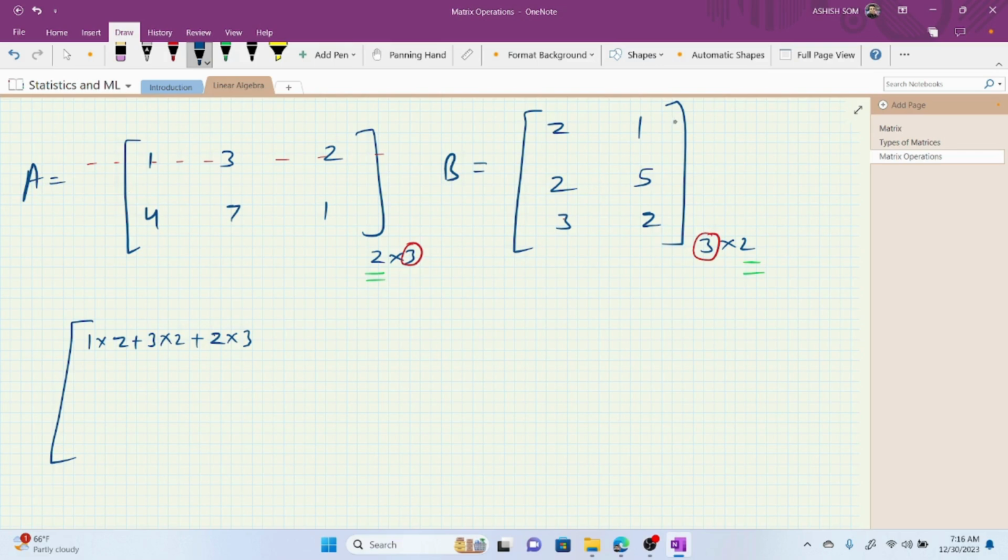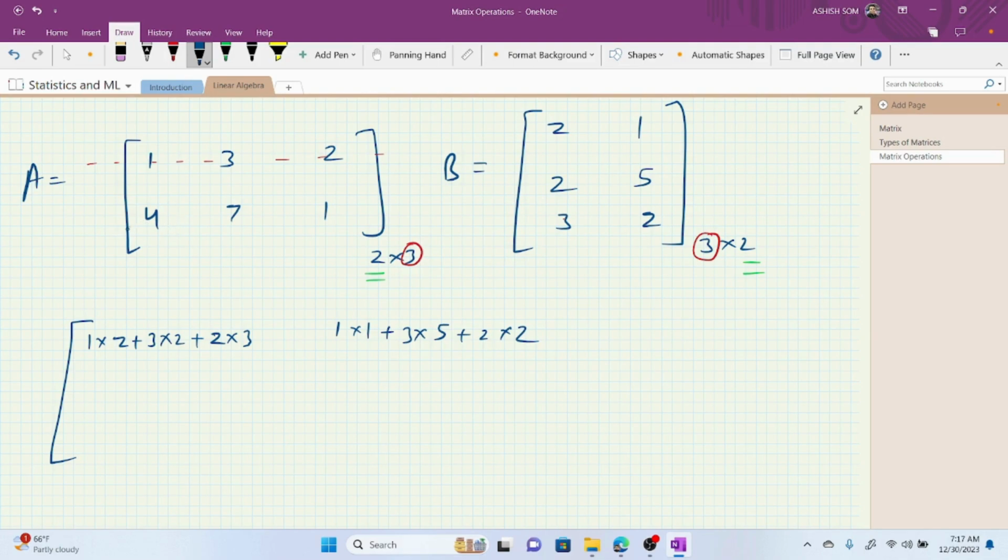So I will take the first row and the second column. In the first row, second column, it is going to be 1 multiplied by 1 plus 3 multiplied by 5 plus 2 multiplied by 2. Sorry, my bad. It is the second column, right? So it has to be placed here like this. 1 multiplied by 1 plus 3 multiplied by 5 plus 2 multiplied by 2.